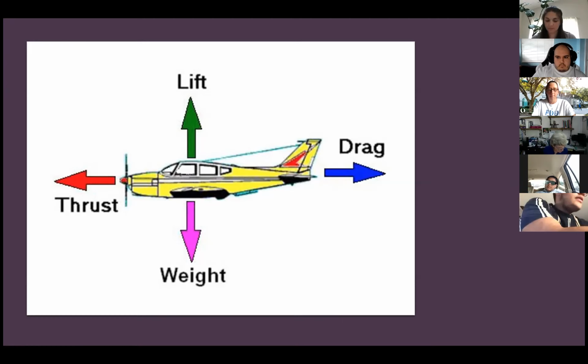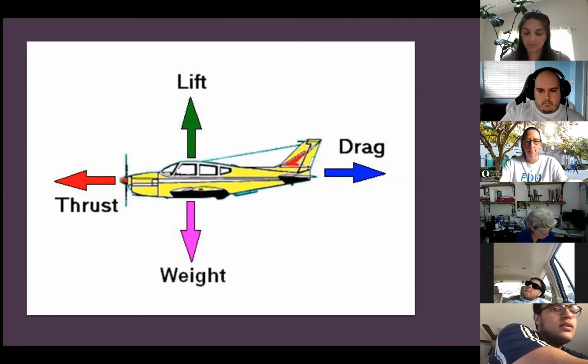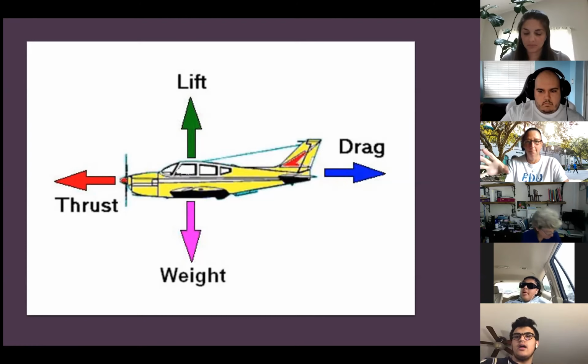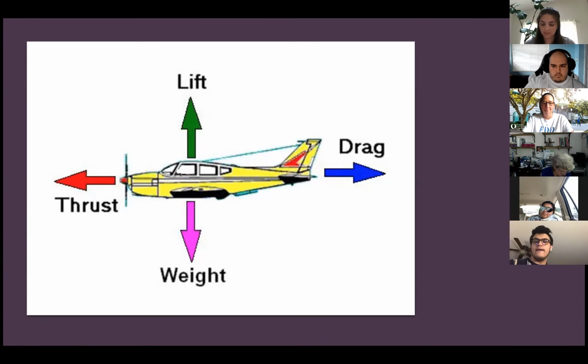So thrust, for your plane, what provided the thrust? Throwing it, like the force you use to throw it. And what provided the drag? Why did it come down?